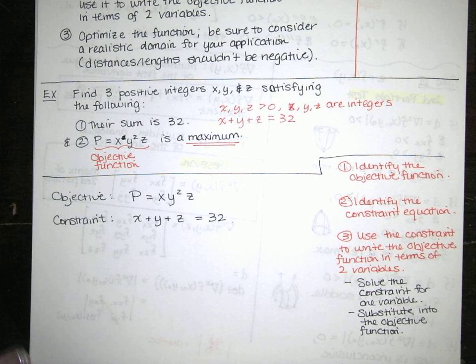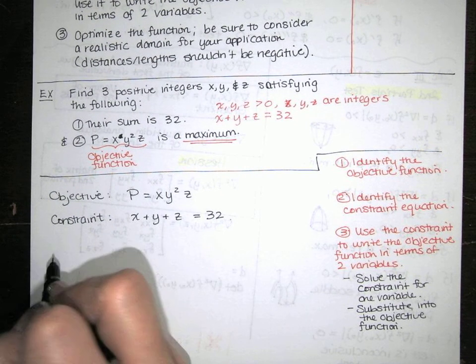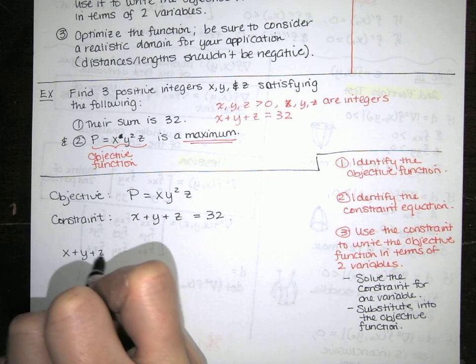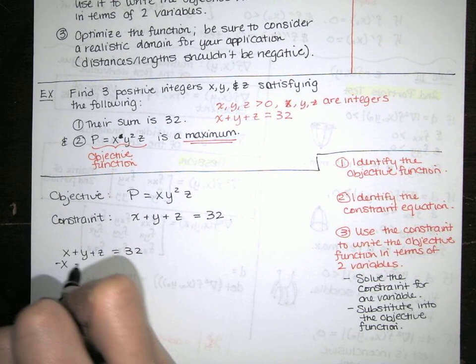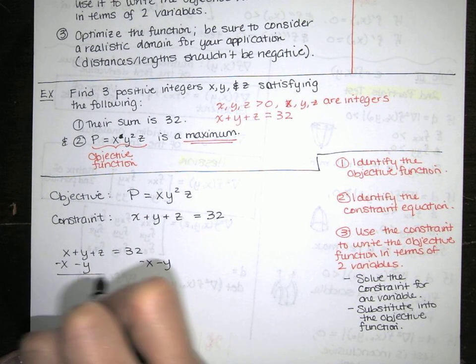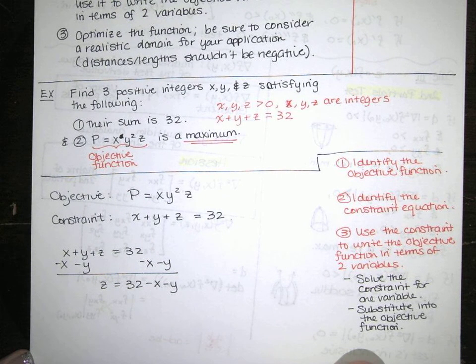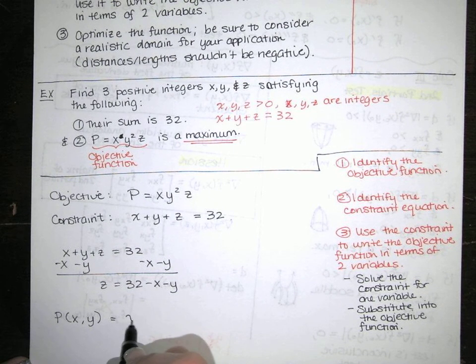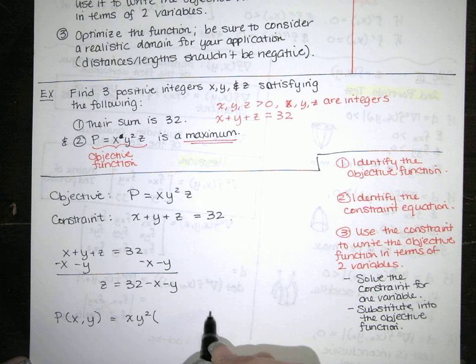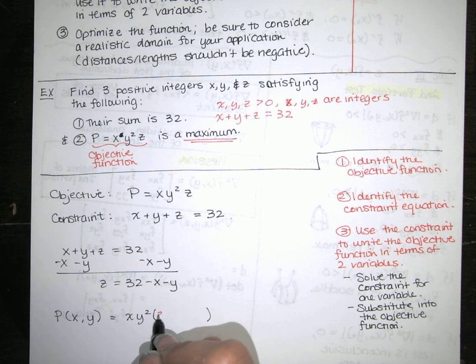Okay, so that's what we're going to do. I'm taking this equation. I'll solve for z in terms of x and y. So I have x plus y plus z equals 32. So if I subtract x and y from both sides, we have z equals 32 minus x minus y. And then we substitute that into the objective function to write our objective as a function of x and y only. So I've got x times y squared times z, and z happens to be this 32 minus x minus y.